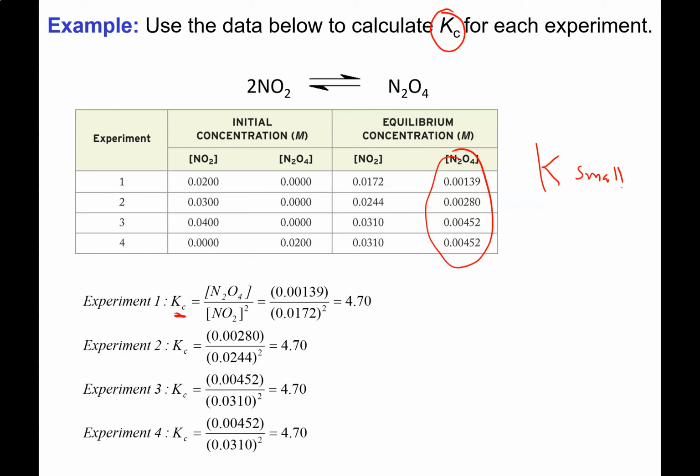We're calculating Kc, that's what was asked for. So it's the concentration of products divided by the concentration of the reactant, and we have to square it because there's two of them. And we do that for each of these experiments here. It's always the equilibrium concentrations that we put into our expression for K. And what do you see? In every case, it's the same number. So this is a fairly small K, and that reflects that we have mostly reactants and just a little bit of product. It's not that really small K where we have almost exclusively reactants. We've still got a bit of product there.